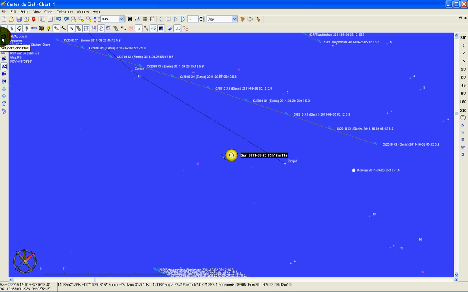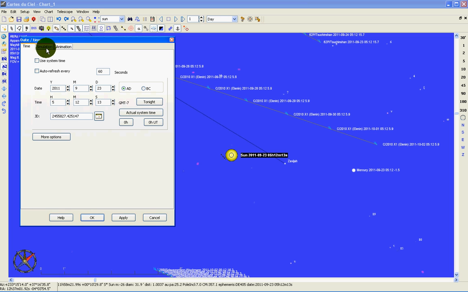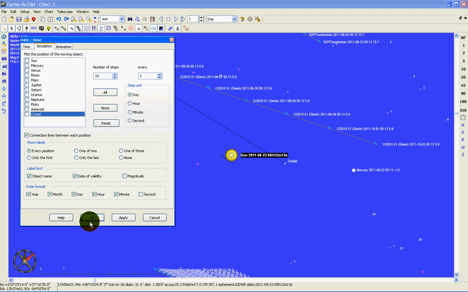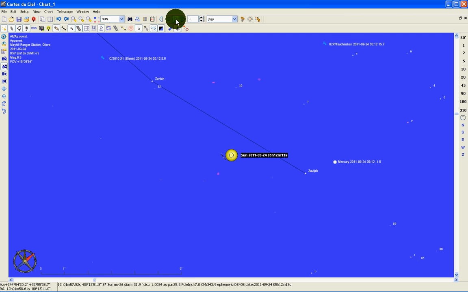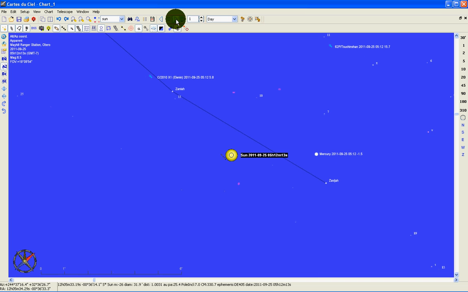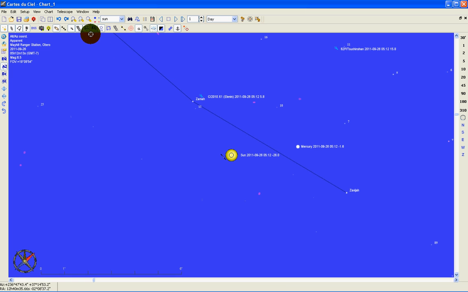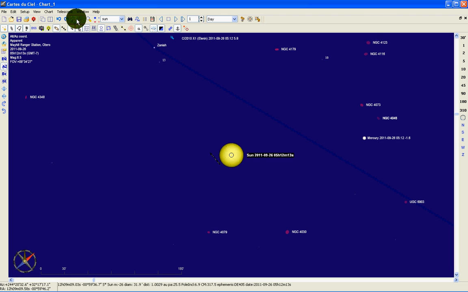So let me do a step by step, day by day, as it makes its closest angular approach past the sun. All right, this is the 23rd, the 24th, the 25th, 26th. All right, let's zoom in here. See, Comet Elenin is still so far away. I mean, it's not even close to going across the face.